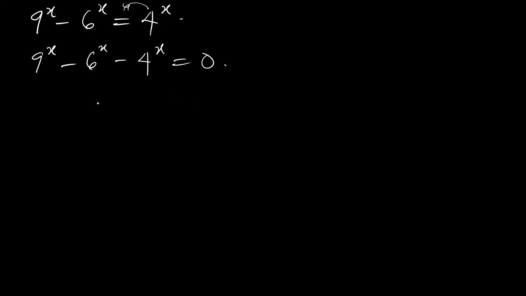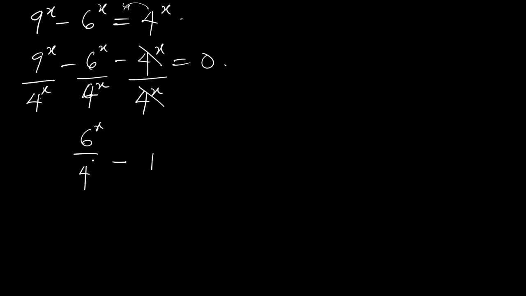Now dividing all through by 4 to the power x, you have 9 to the power x divided by 4 to the power x, 6 to the power x divided by 4 to the power x, and 4 to the power x divided by 4 to the power x. So this will cancel out, you have 1. Now you have 6 to the power x over 4 to the power x minus 1, and 9 to the power x all over 4 to the power x. The whole of this is equal to 0.